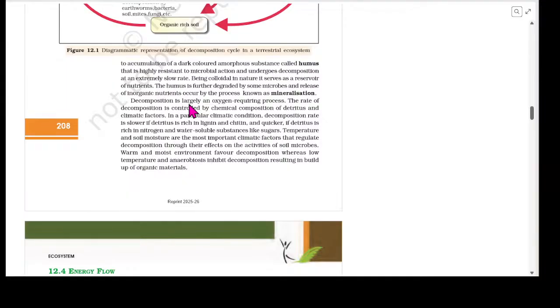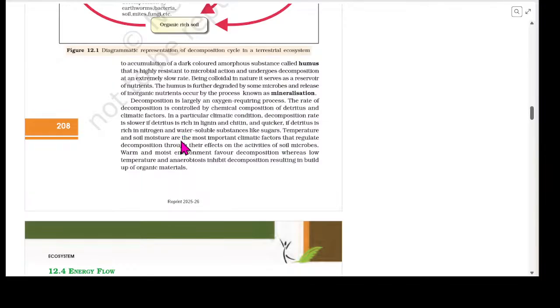Decomposition is a largely oxygen requiring process. The rate of decomposition is controlled by chemical composition of detritus and climatic factors. In a particular climatic condition, decomposition rate is slower if the detritus is rich in lignin and chitin, and quicker if the detritus is rich in nitrogen and water soluble substances like sugars.